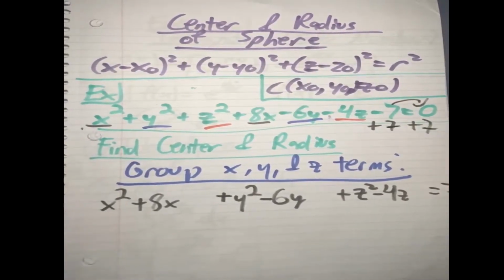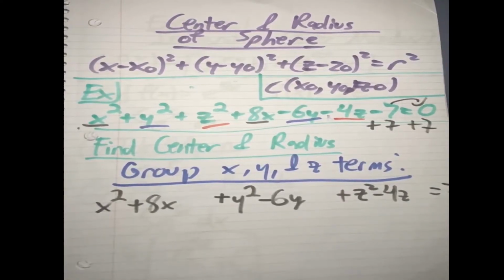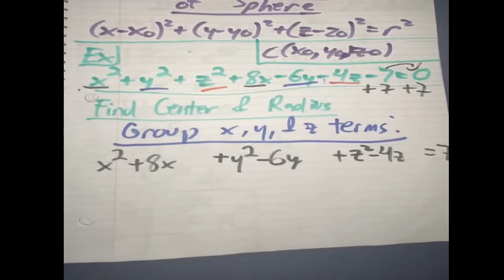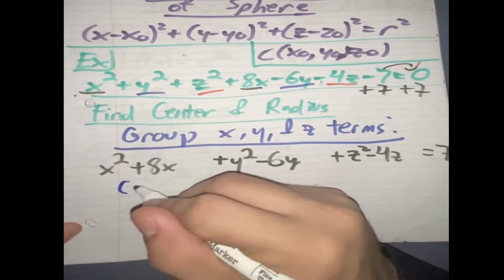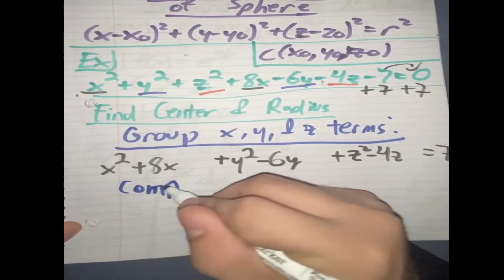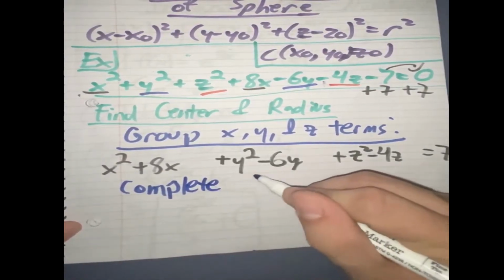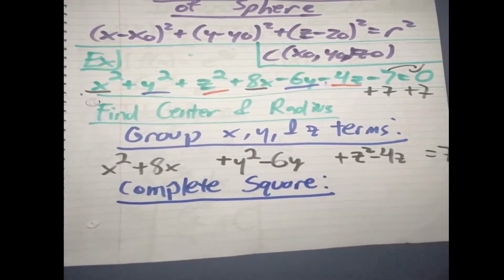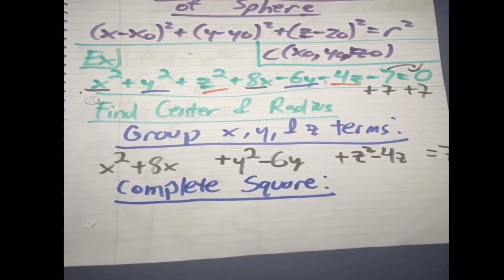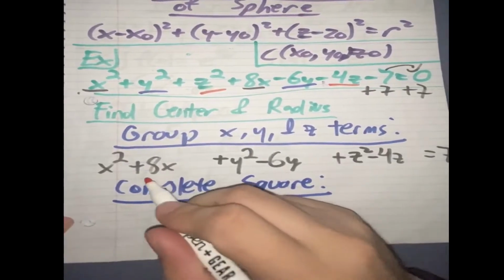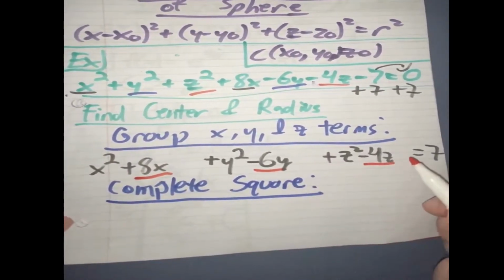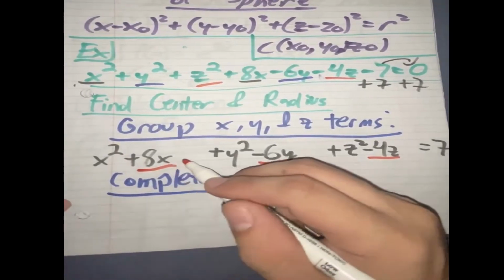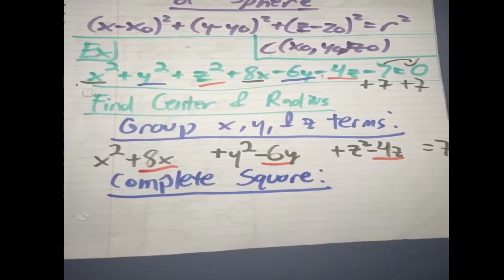Okay. So now, the next step is we're going to complete the square. So how do we do that? Basically, right here where we see our x terms, our y terms, and our z terms, we're going to divide by 2. And then we're going to square them, and then we're going to fill them in right here where we see blank.